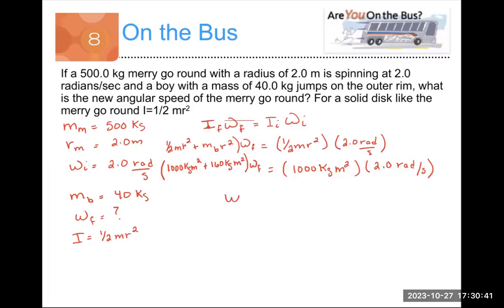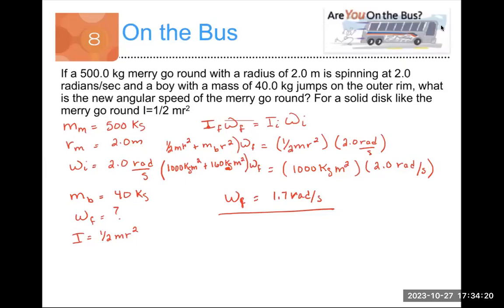So then all we're doing is solving this equation for omega f. So we're going to divide both sides by 1,000 plus 160 kilograms meters squared. And our omega f is going to come out to be 1.7 radians per second. Right? And the reason that we had to add the boy to it was because in the final state, the boy is actually jumping on the merry-go-round.